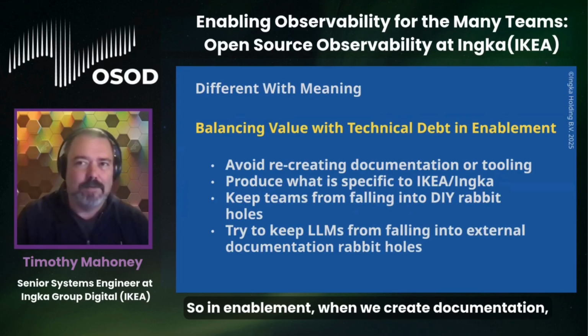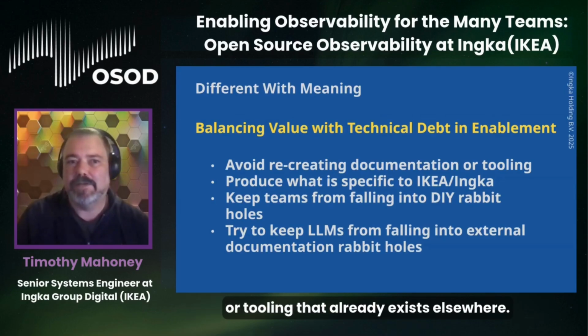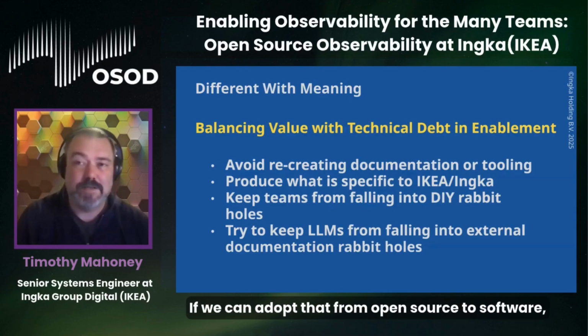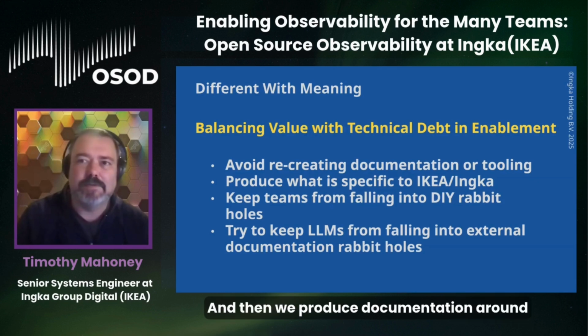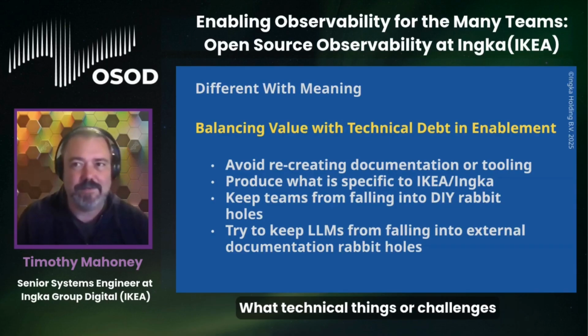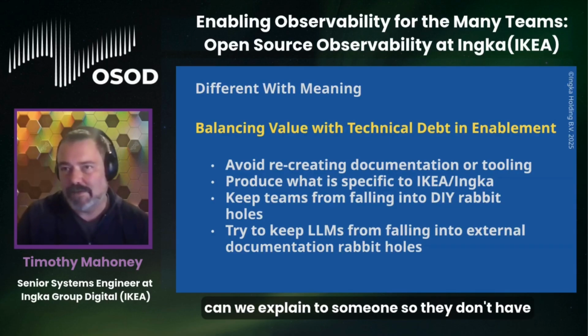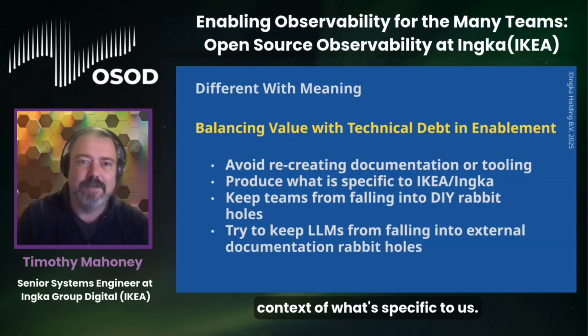So in enablement, when we create documentation, we want to really avoid recreating documentation or tooling that already exists elsewhere. If we can adopt that from open source software, or if we can take it from the source, like OpenTelemetry's own documentation, we use that. And then we produce documentation around what's specific to Ingka or IKEA. What's the practice that has to be done there? What technical things or challenges can we explain to someone so they don't have to solve it for themselves, but only in the context of what's specific to us.